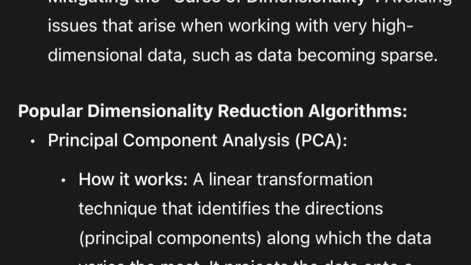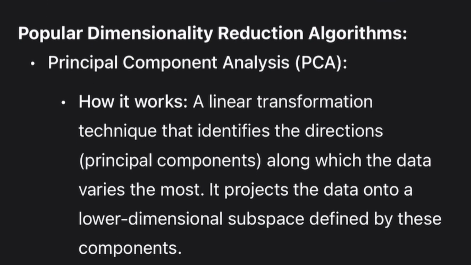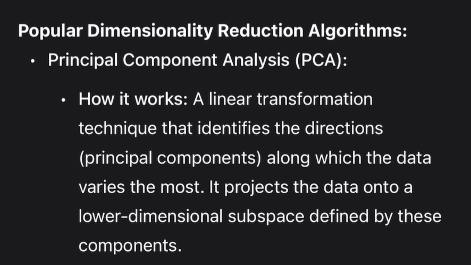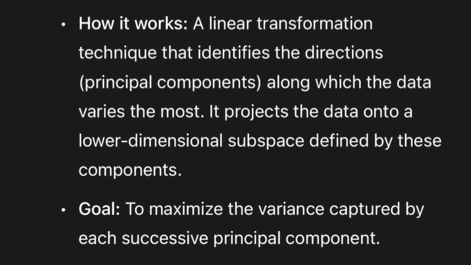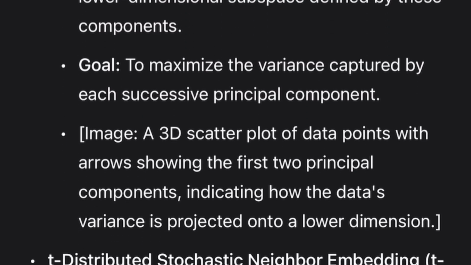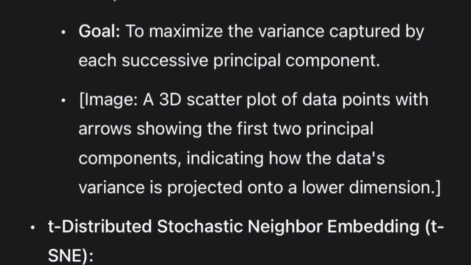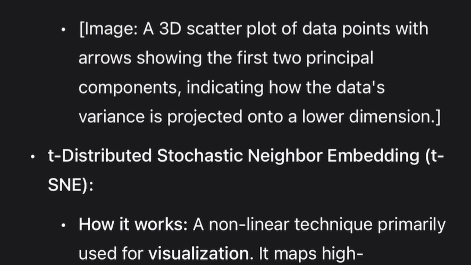Popular dimensionality reduction algorithms. Principal Component Analysis (PCA). How it works: a linear transformation technique that identifies the directions, principal components, along which the data varies the most. It projects the data onto a lower-dimensional subspace defined by these components. Goal: to maximize the variance captured by each successive principal component. A 3D scatter plot of data points with arrows showing the first two principal components, indicating how the data's variance is projected onto a lower dimension.